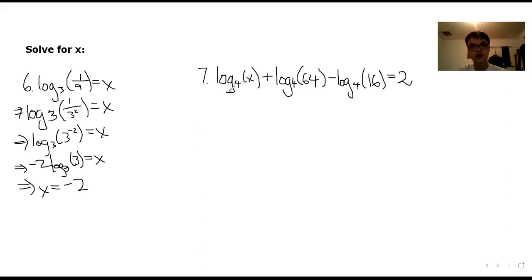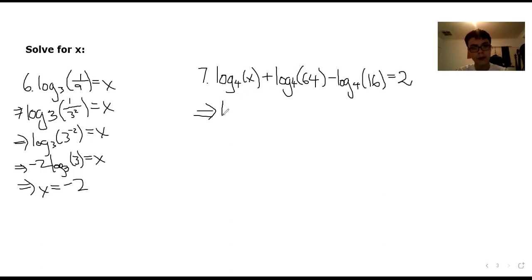So for the last question we have log x to the base 4 plus log 64 to the base 4, and then subtract that by log 16 to the base 4 equals 2. So let's do this one as well. Because we're dealing with more than one log law for this question, we're going to break this question down into two parts. So we're going to add the first two terms together first.